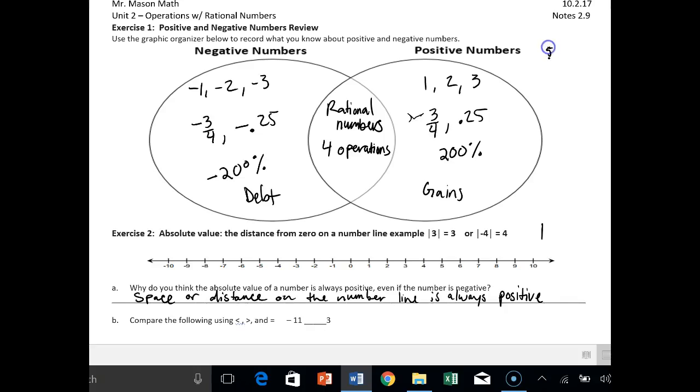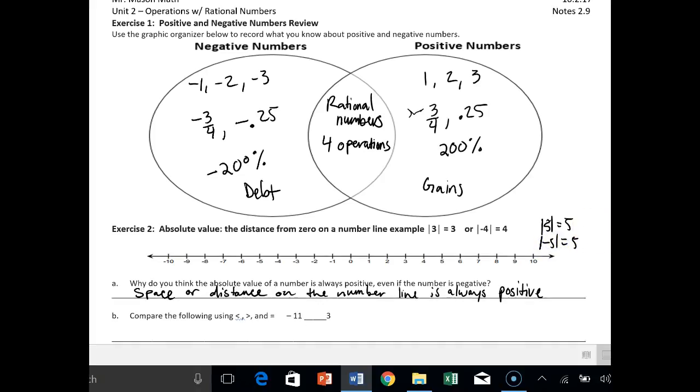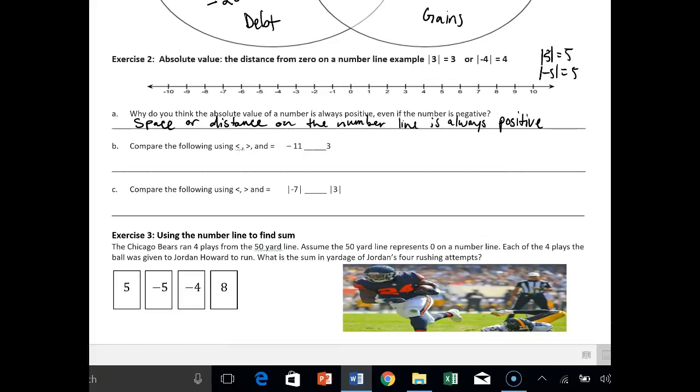So the absolute value of 5 is equal to 5. And the absolute value of negative 5 is also equal to 5. Basically, again, all the absolute value is saying is how far away is the number from 0. And you wouldn't say negative 5 spaces, you would just say 5 spaces, right? The absolute value of 0 is 0. The absolute value of negative 1,000 is 1,000.